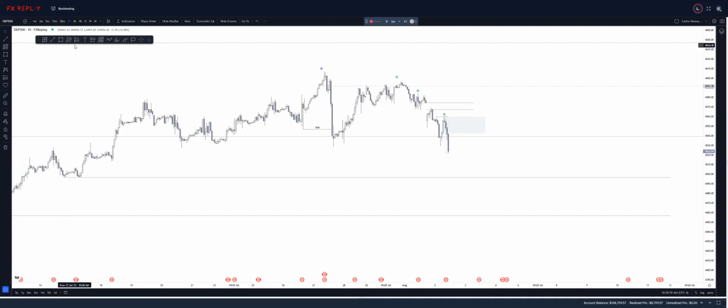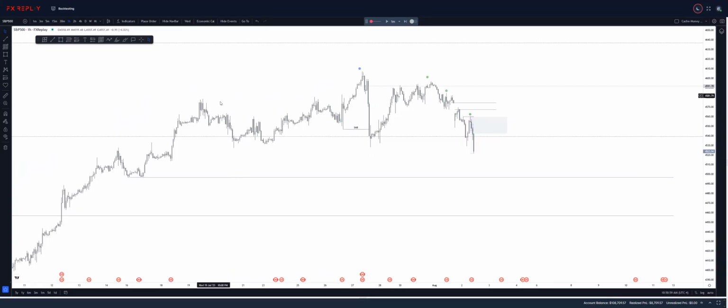So basically what we look for is what your drawn liquidity is going to get tapped into, initiate bearish order flow on a lower time frame, and then that's what we'll ride.